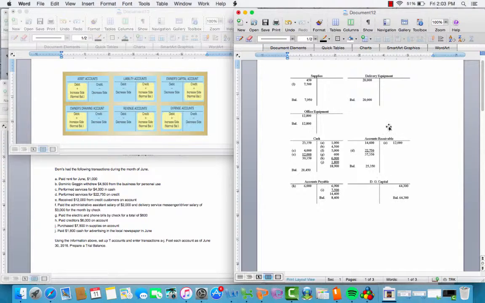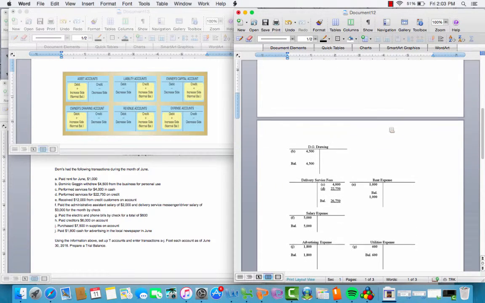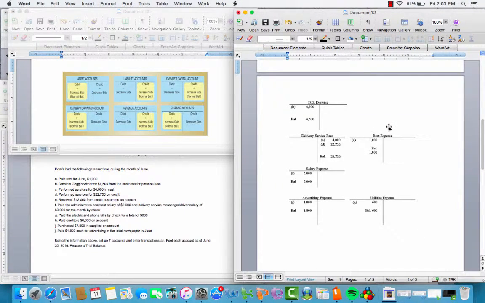So for each of these individual accounts, what you're going to want to do is just tally the totals, foot the accounts. Notice a lot of these accounts here only had one entry. For example, for advertising expense, we only had one transaction all month that affected that account. So the balance for the account is just that one total there.